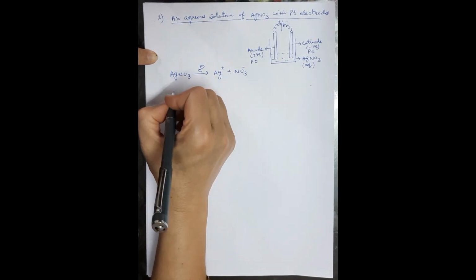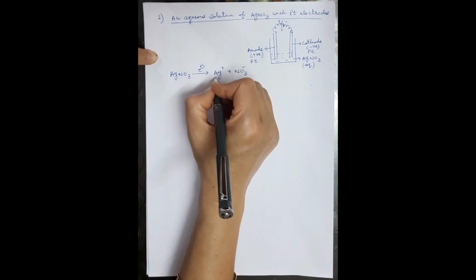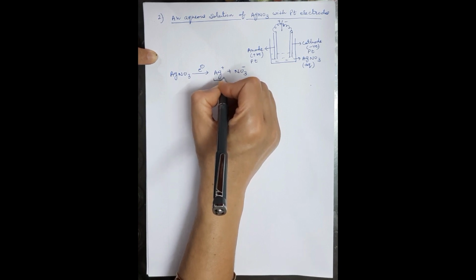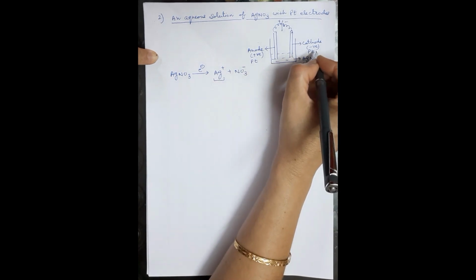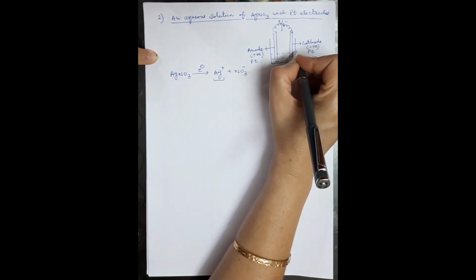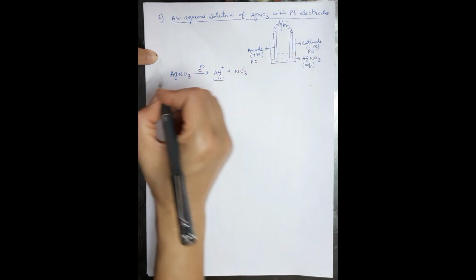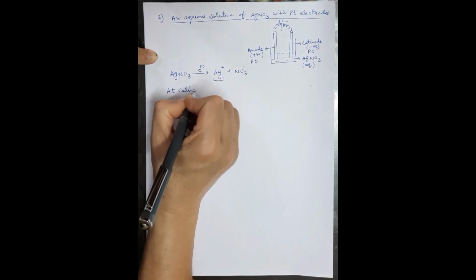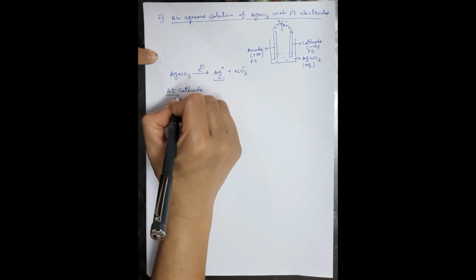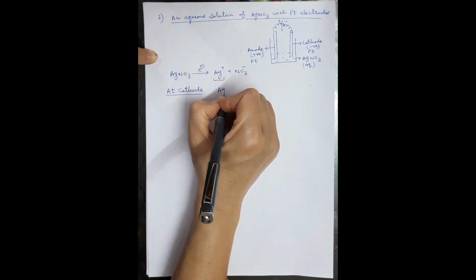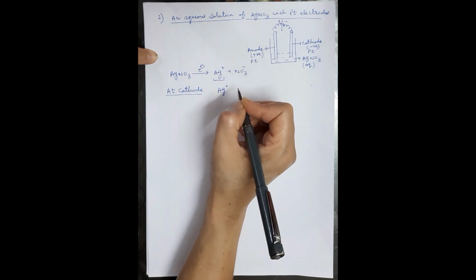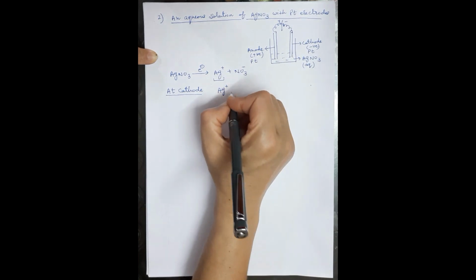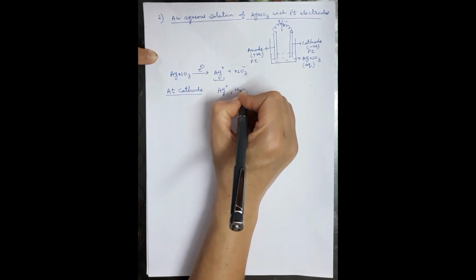See what happens at anode and cathode. You know, silver ion is positively charged, so this will go to negative terminal. This will be attracted towards negative terminal, that is cathode. So first of all, we'll write down the reaction which is occurring at cathode. Silver ions are present at the cathode. They'll be attracted towards cathode. Water is also present along with this.